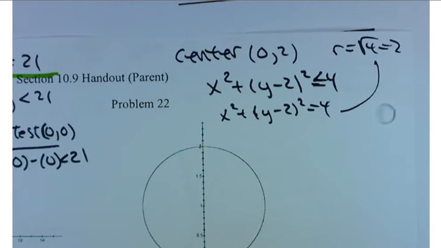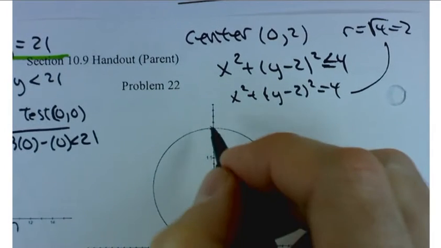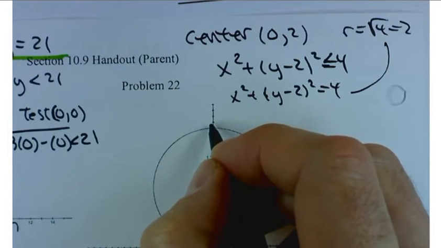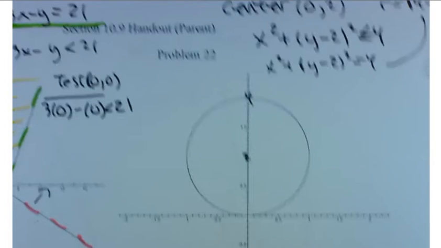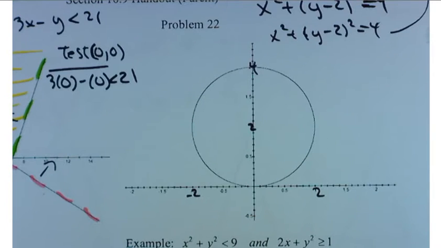Yeah, it looks like I rescaled this wrong. It's not graphed correctly, it's just scaled wrong. This should be a 4, and that should be a 2. There we go. All right, so I had the wrong scale there. Sorry, don't shoot me. So a circle of radius 2, centered at (0, 2).